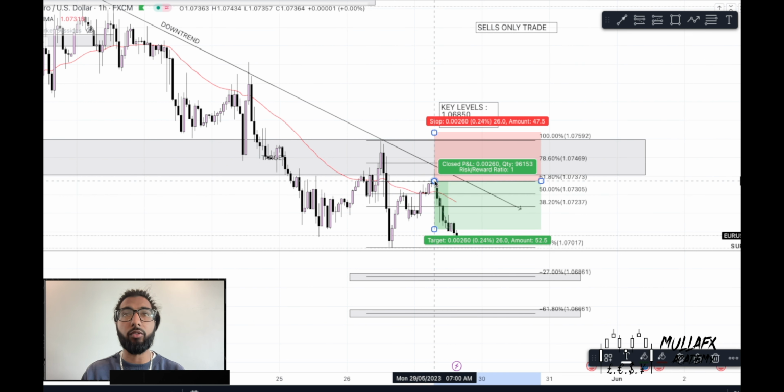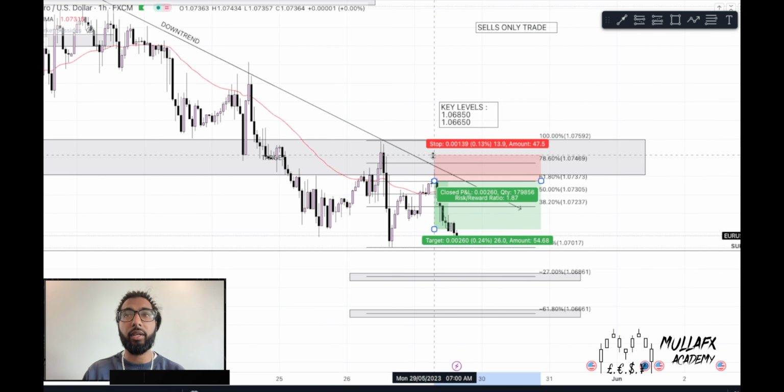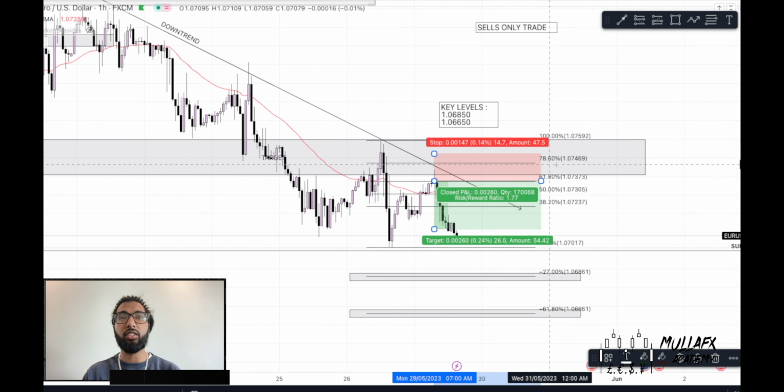We can now sell over here. Stop loss, we can have it above our 78.6 extension. We don't actually have to keep it above this high. Why? Because if anything is above the 78.6 extension, you just don't want to be in the market, okay?